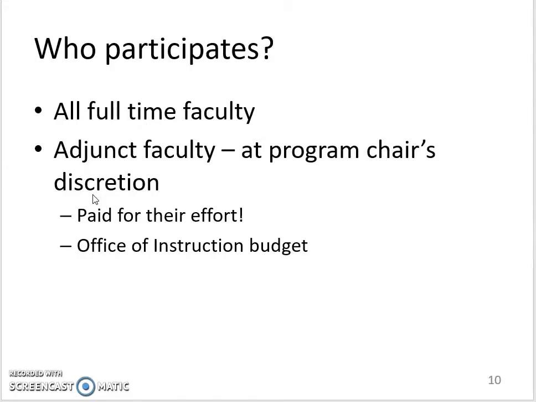So who participates? All full-time faculty are expected to participate in this. And now for the first time, adjunct faculty, at their program chair's discretion, should also participate for the courses they're teaching. And there is budget to pay the adjunct faculty for their efforts. The negotiated amount is 2 hours of pay for each assigned course, plus 1 hour of pay for like sections in the same quarter.